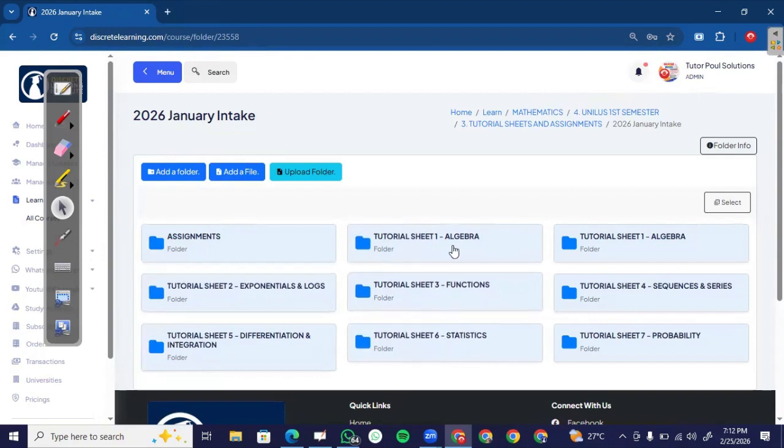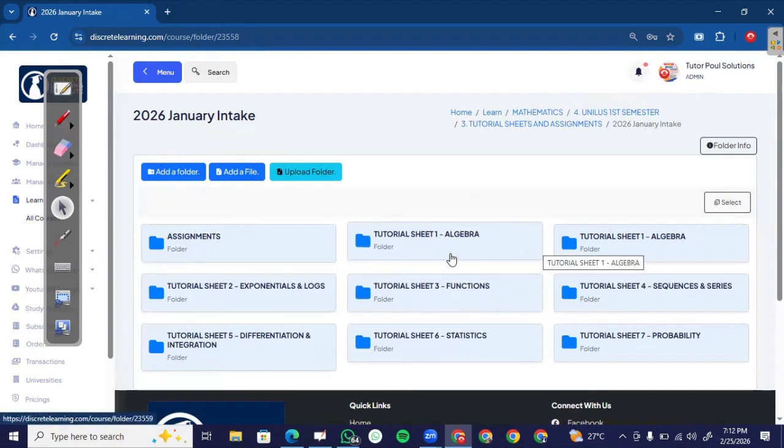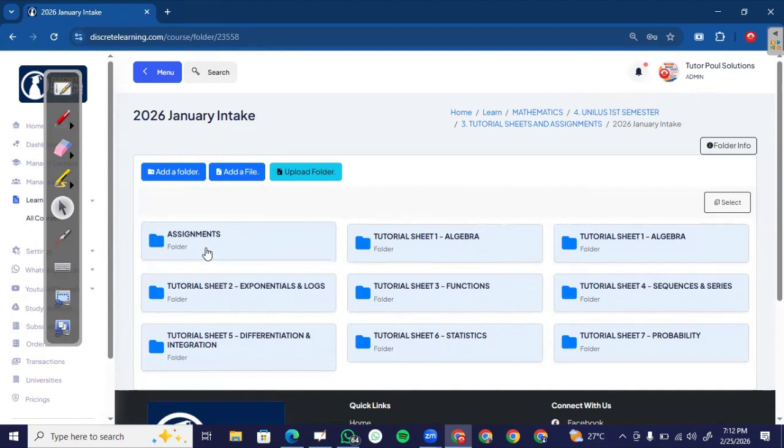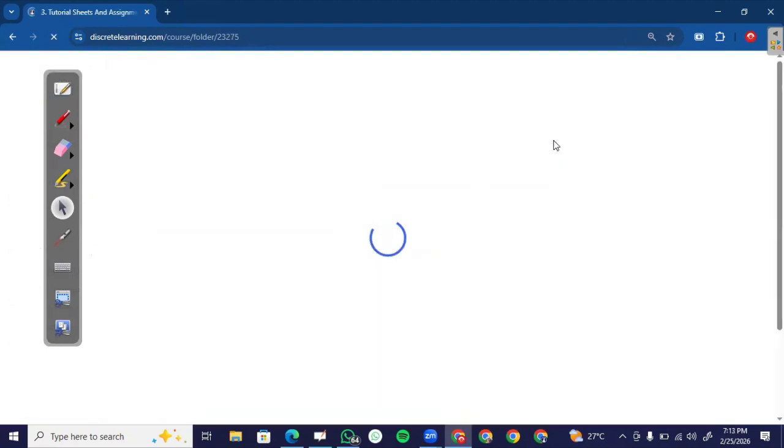You can see all the tutorial sheets are there with full videos. Tutorial sheet 1, 2, 3, 4, 5, 6, 7. All of them are here and you can learn at your own time, at your own pace. Even the assignments are there. At your own time, at your own pace, even in your blanket. It's the same even if you go to the physics folder, chemistry, biology, you still find helpful information that can help you learn and pass your exam.